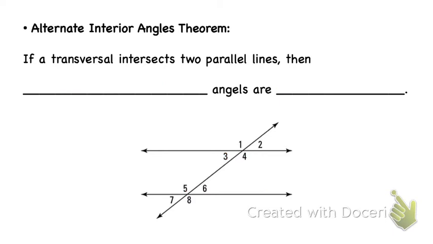The next one we're going to look at is alternate interior angles. So if a transversal intersects 2 parallel lines, so let's make our lines parallel. Now remember, the difference between a postulate and a theorem is that a postulate is assumed to be fact. A theorem has been proven. Okay, so I made my lines parallel. If a transversal intersects 2 parallel lines, then alternate interior angles are congruent.